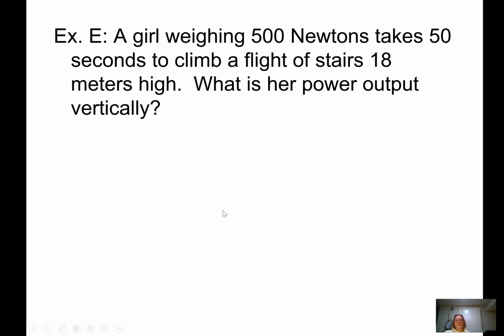All right. Hey, so one exercise you could do is you could run some stairs. So here's a girl that weighs 500 newtons. Hey, pop quiz, what's her mass? 50. Nice. It's about 50. She's about 50 kilograms of mass.